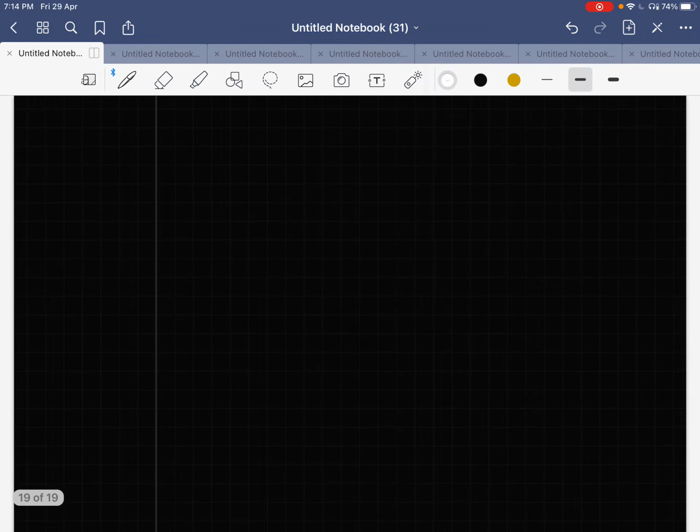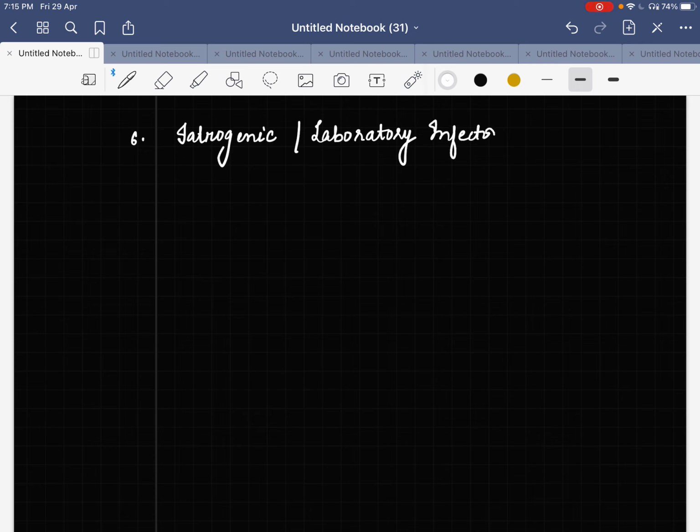The last type or sixth type are the iatrogenic or laboratory infection. The iatrogenic or laboratory infection are mainly due to the unsterile syringes or the surgical instrument, or if we do not follow the good lab practices, then these infections are common in those individuals.